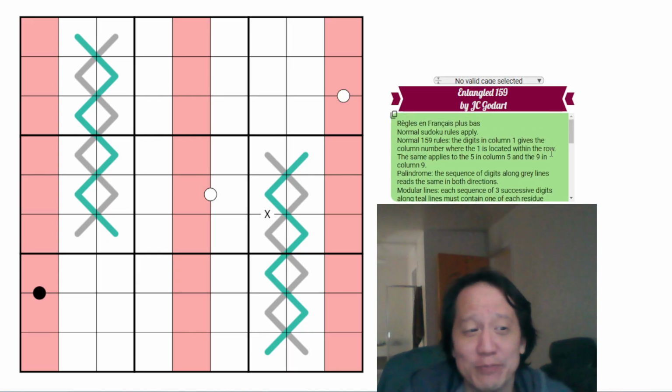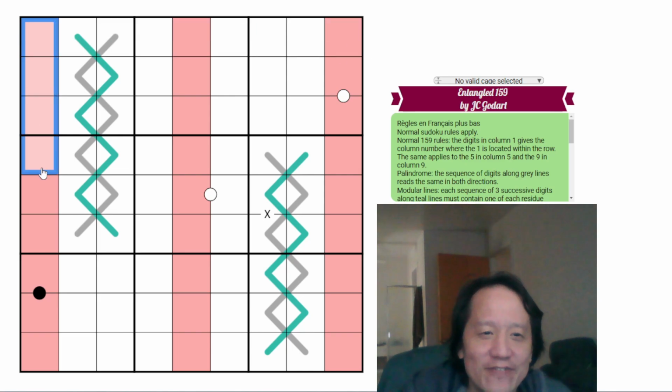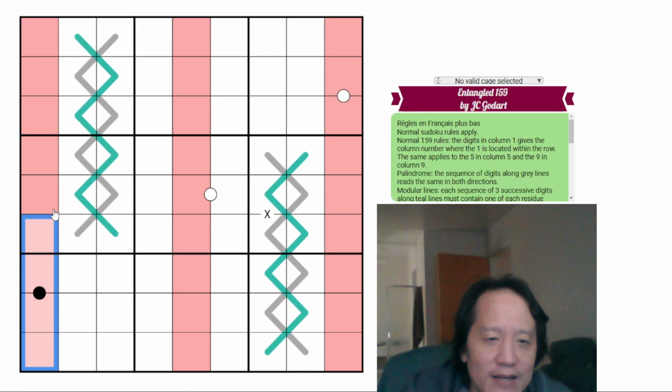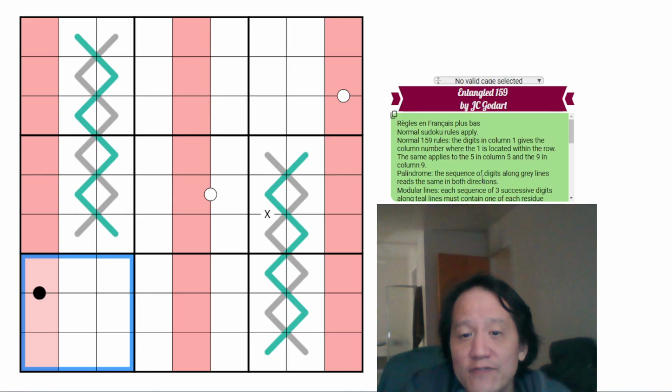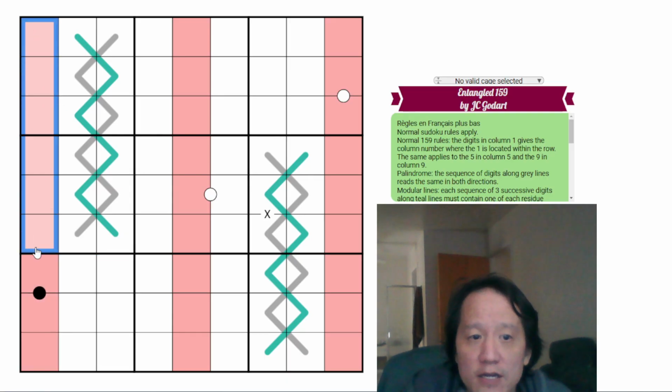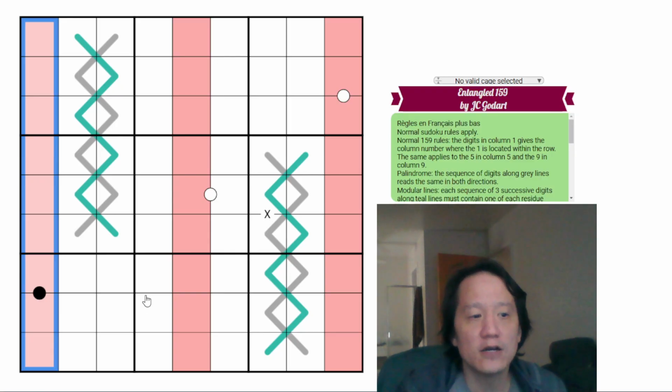Normal Sudoku rules apply, which means place the digits 1 through 9 in every row, every column, and every 3 by 3 box. Normal 159 rules. The digits in column 1 gives the column number where the 1 is located within the row. The same applies to the 5 in column 5 and the 9 in column 9.